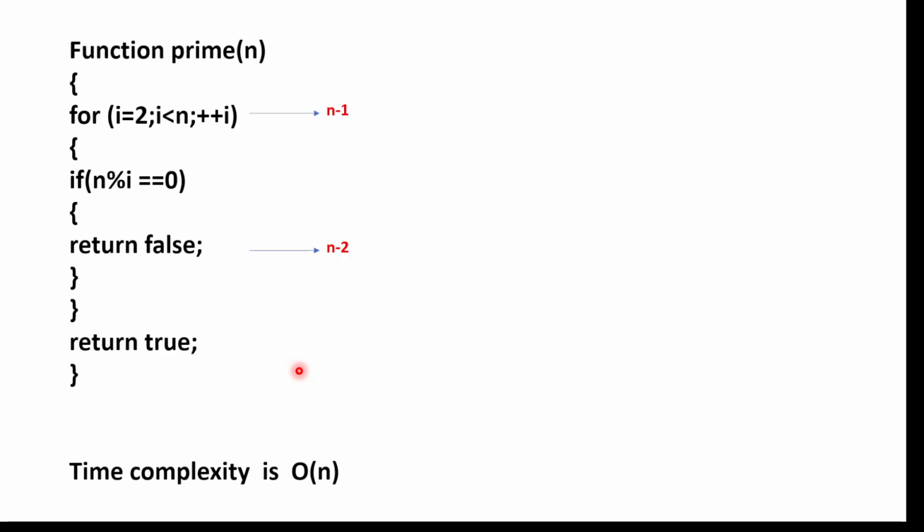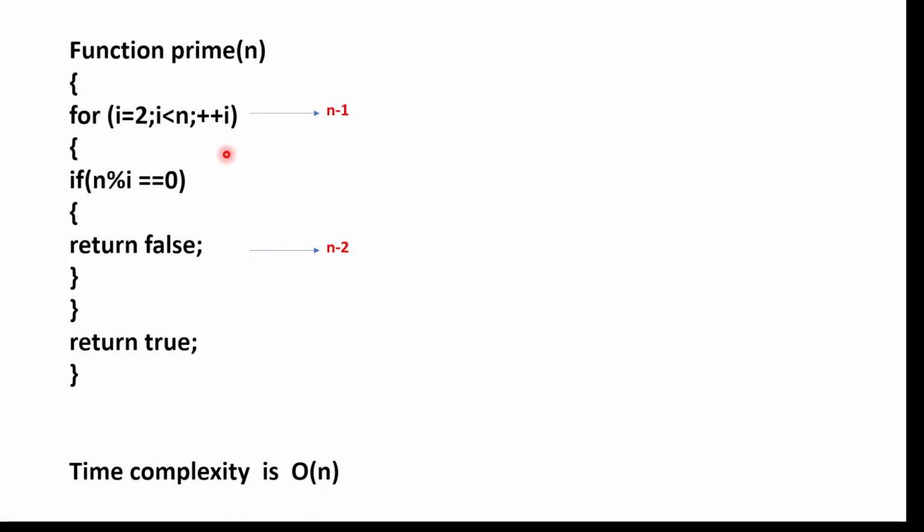Here is a code example. There's a function called prime which takes one argument n, that is the number of inputs. We have a for loop here, where i is ranging from 2. Look into that: as long as we were seeing i start from 0 or 1, here i is from 2. i is less than n, plus plus i. And if n mod i is equal to 0, return false, otherwise return true.